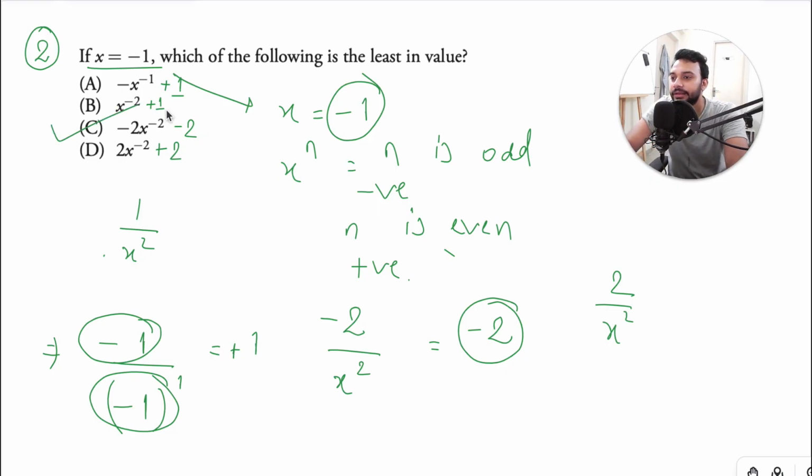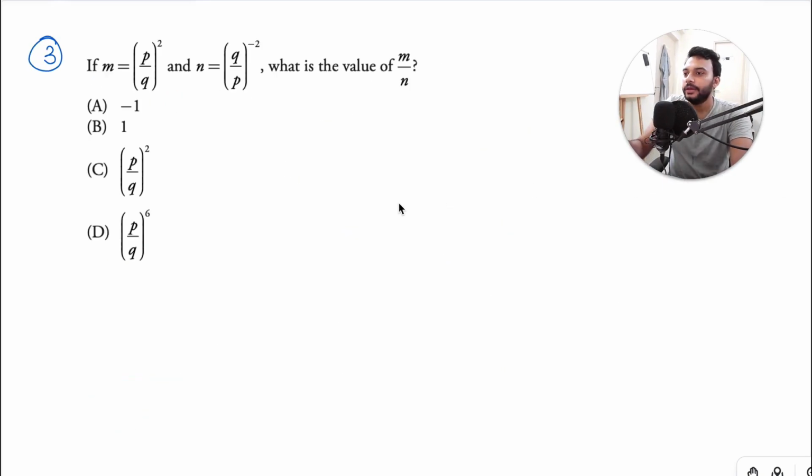Okay, let's go ahead. Question number 3. If m is equal to p over q squared and n is equal to q over p raised to the power negative 2, what is the value of m over n? Going by the question statement and the expressions, it looks like a complicated one, and even the options, a few are looking complicated with powers and fractions.